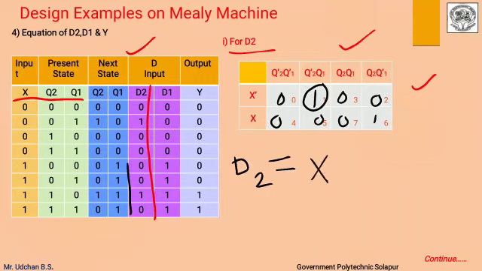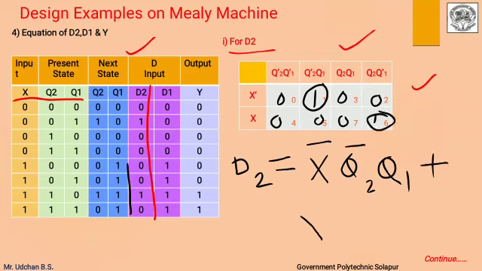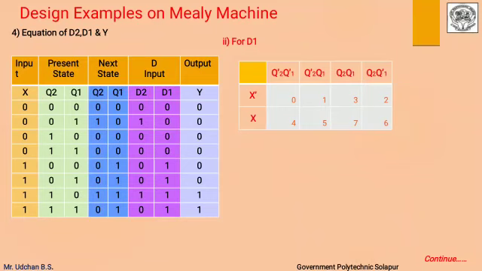For this the equation will be x bar q2 bar q1 plus, for this one I will write the equation as x q2 q1 bar. This is the equation of D2. Similarly, we will find the equation of D1 by entering the values of D1 column into the K-map.